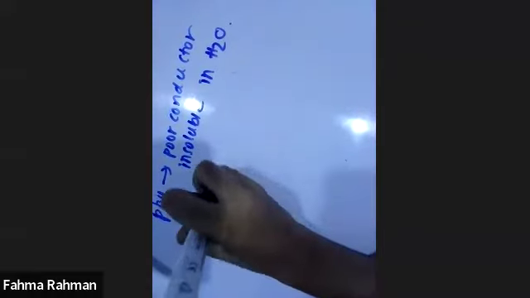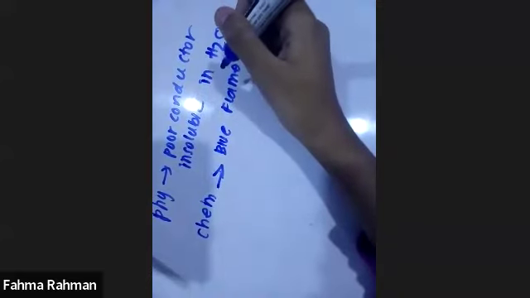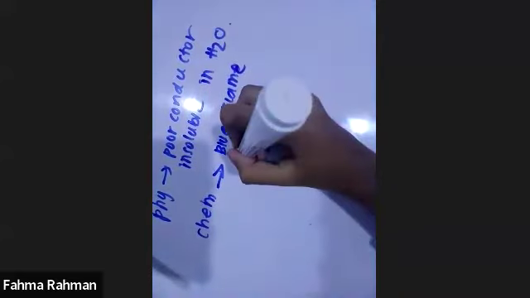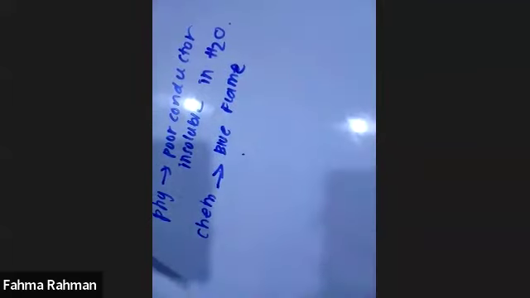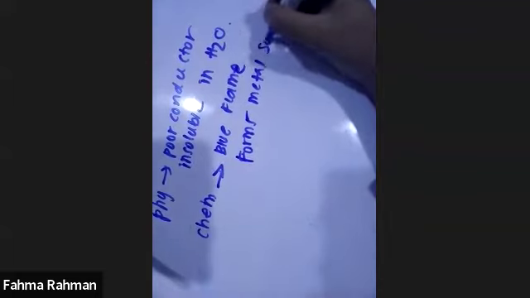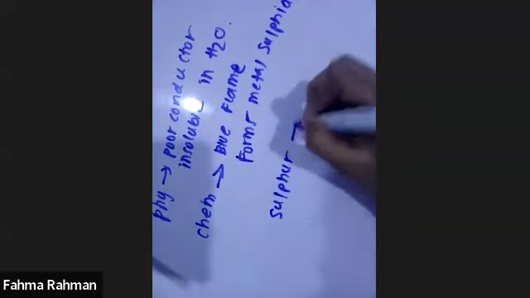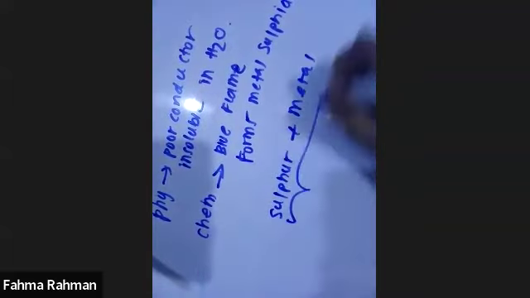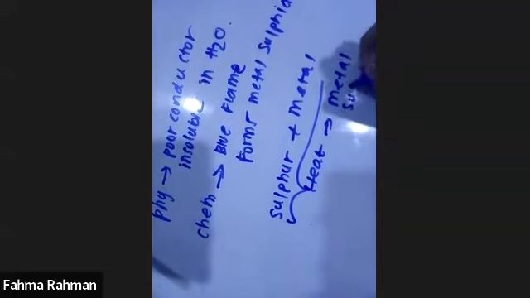But if you come across the chemical properties of sulfur, sulfur burns with a blue flame. And when heated in air, sulfur forms metal sulfide. Many metals form metal sulfide. When sulfur is combined with a metal and you heat it, it produces metal sulfide. So these are the chemical properties of sulfur.